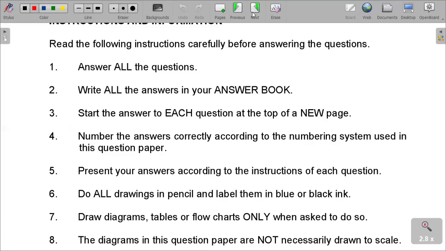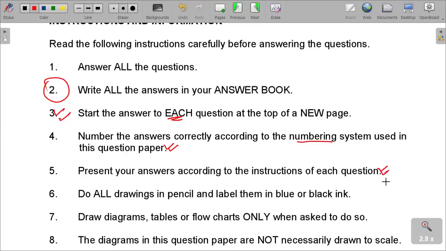Start the answer of each question. I'm always bringing to you that this is a very important instruction, this one, as well as number three: start the answer of each question on a new page. After you are done with question one, you start question two on a new page. Number the answers correctly according to the numbering system used in the paper, please, class. Present your answers according to the instructions of each question.